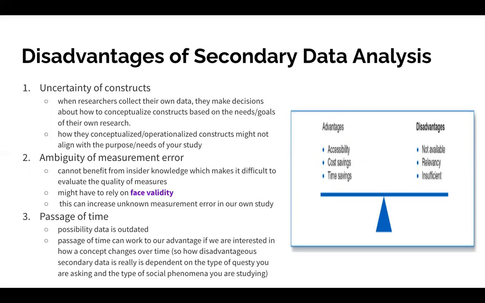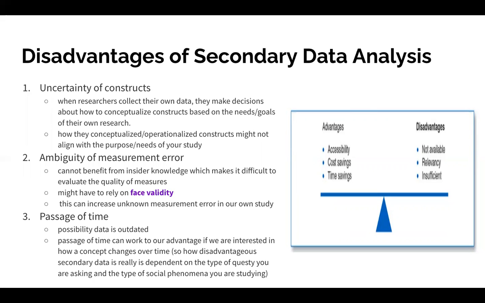Now, it isn't all roses when it comes to secondary data analysis. There are some disadvantages. One disadvantage is the uncertainty of the constructs. You did not create these constructs yourself. You did not conceptualize them. You did not decide upon the measurements. All of those are decisions that you get to make when you collect primary data. When you use secondary data, how they are measuring, how they're defining a construct may not align with the purpose and needs of your study. And then you have to decide how big of a deal or not that is.